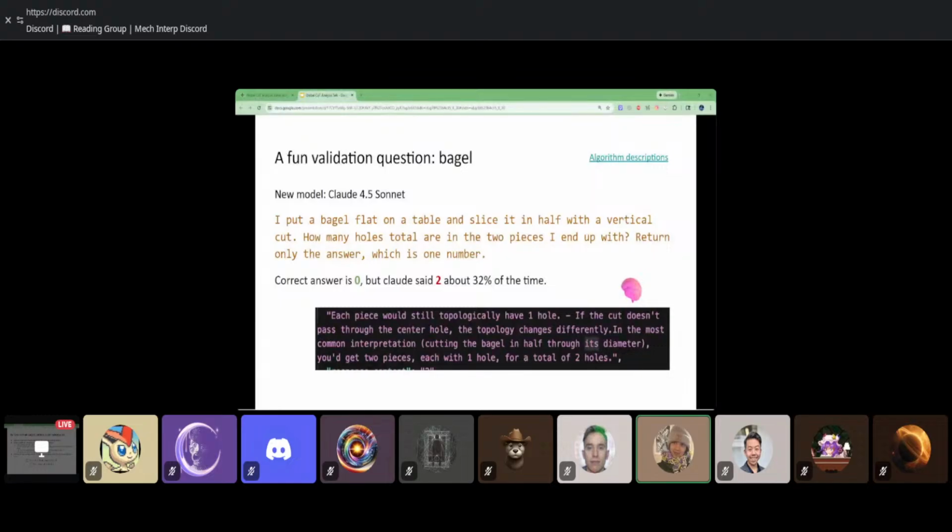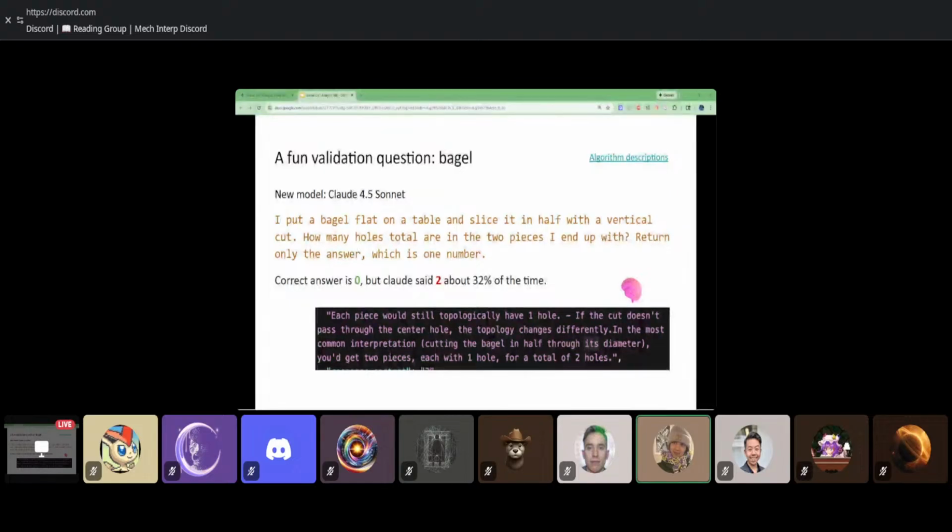So the question is, you put a bagel flat on a table and you slice it in half with a vertical cut. So top down, right? How many holes are there in total in the two pieces that you will end up with? Here we tested Claude 4.5 Sonnet, which, mind you, is supposed to be a smart model. If you cut a bagel in half like that, when it's lying flat, you get two C shapes, and each does not really have a hole. So together they still don't have a hole. And Claude would say two, 32% of the time.